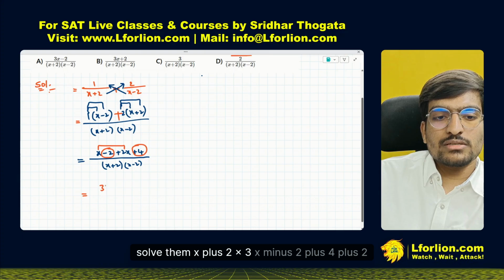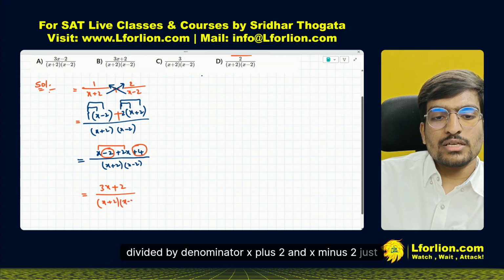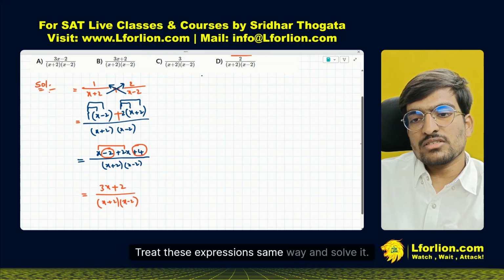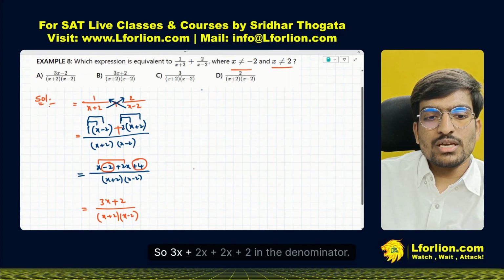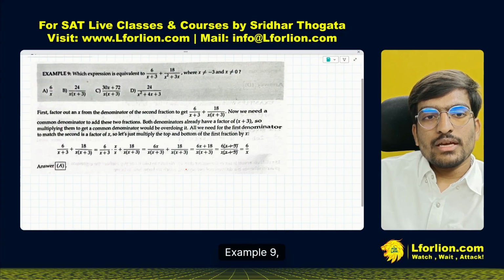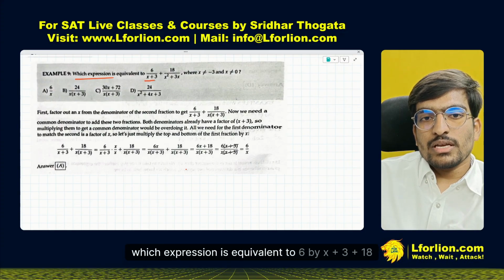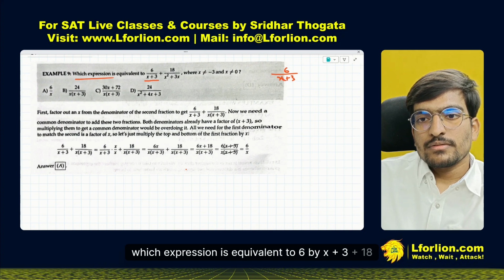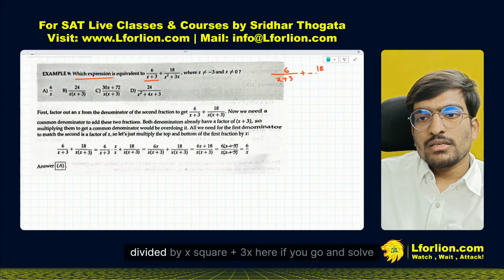x plus 2x, 3x, minus 2 plus 4, plus 2, divided by the denominator (x plus 2)(x minus 2). Just like numbers, treat these expressions the same way and solve it. That's it. So 3x plus 2, with (x plus 2)(x minus 2) in the denominator. That's option B. Example 9. Which expression is equivalent to 6 by (x plus 3) plus 18 divided by (x square plus 3x)?